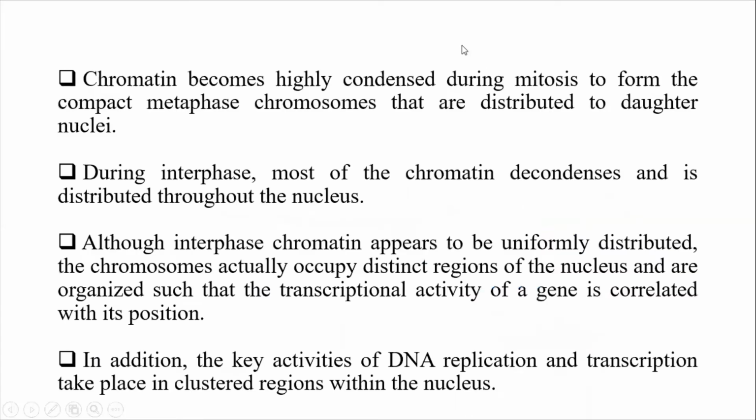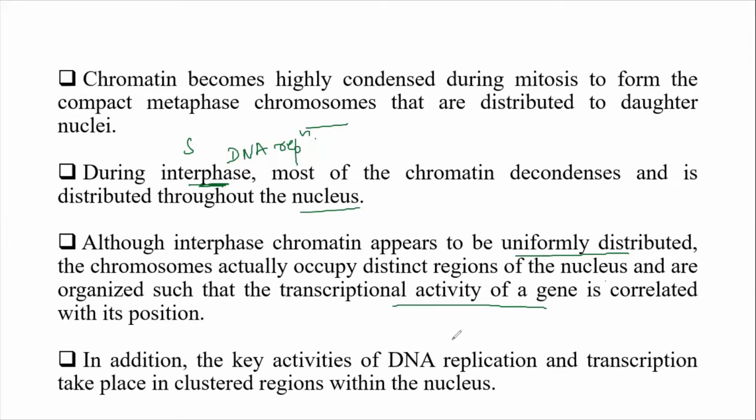Chromatin becomes highly condensed during mitosis to form the compact metaphase chromosomes, which are distributed to daughter nuclei. During interphase, most of the chromatin decondenses and is distributed throughout the nucleus. Why? Because in interphase itself you have the S phase, that is, DNA replication takes place here. Although interphase chromatin appears to be uniformly distributed, the chromosomes actually occupy distinct regions of the nucleus and are organized such that the transcriptional activity of a gene is correlated with its position.